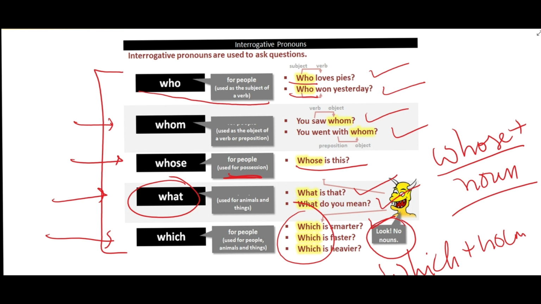So dear students, this was all about demonstrative pronouns, reflexive pronouns, and interrogative pronouns. Hope you understood it. Thank you for listening.